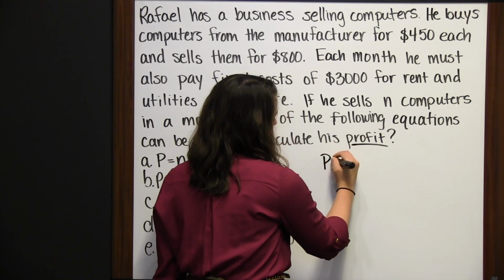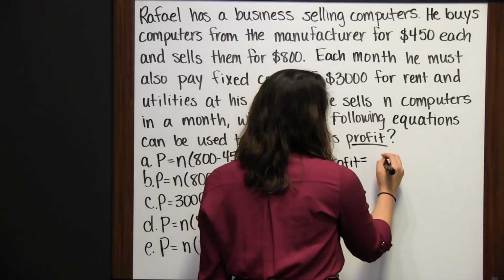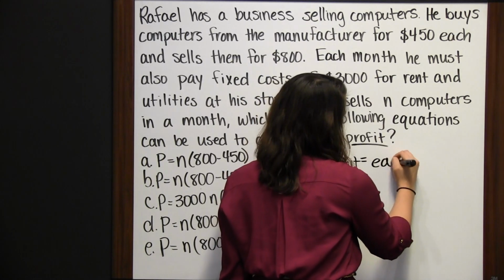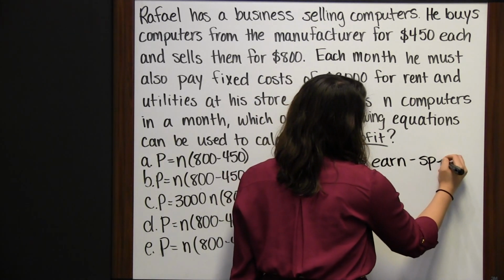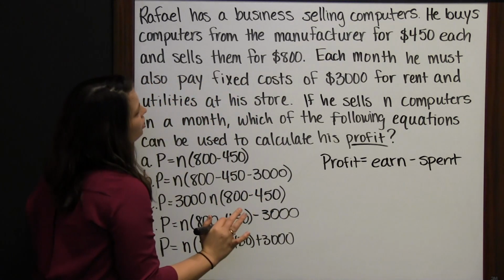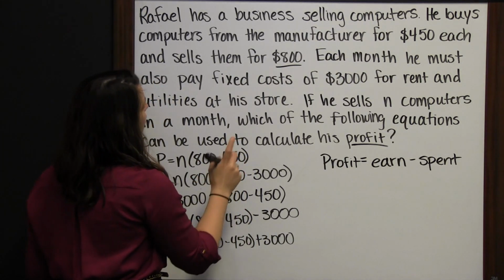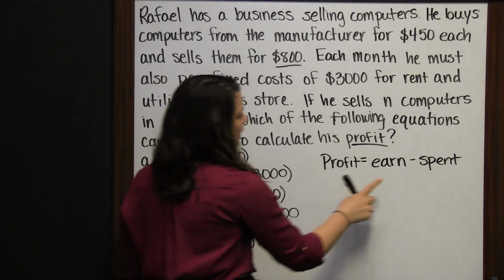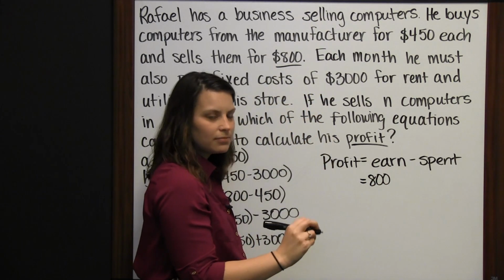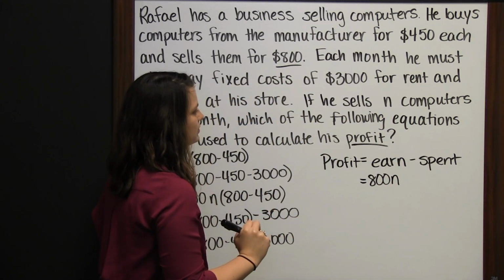Profit. Profit is found by subtracting the money you spend from the money you earn. So we know that he earns $800 for each computer that he sells. That's money he earns, $800 for each computer, which means to multiply times the number of computers he sells.